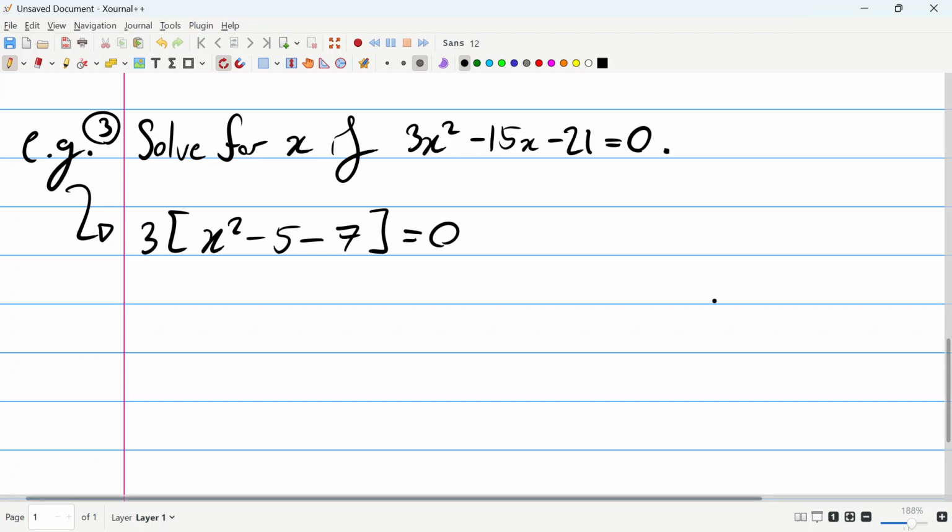And the best part about having equations which are equal to 0 is that we are actually able to divide both sides by 3. So we can just get rid of the 3. We don't have to be stuck with the common factors or the coefficient stuff. So if we divide both sides by 3, we're going to have x squared minus 5x minus 7 is equal to 0 over 3, which is 0.